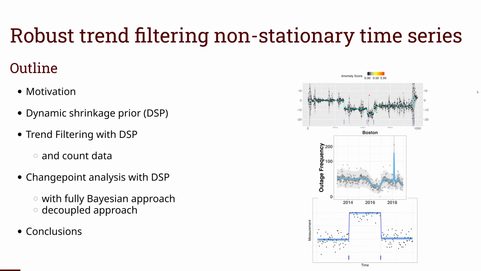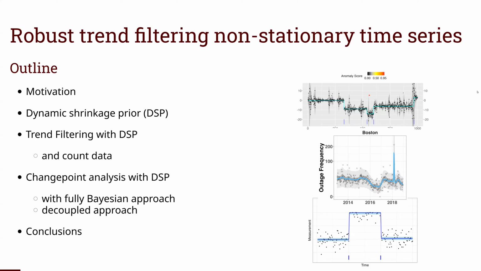I'll start with some motivation, telling a story of how I landed in doing these types of models. Then I'll introduce this dynamic shrinkage prior. This is a prior that we've been using and adapting in all of these papers to handle time series that have jumps, so change points, varying trends throughout time, like the middle one. Most of the time we have a smooth trend, and then occasionally there are large jumps. That's what we call non-stationary.